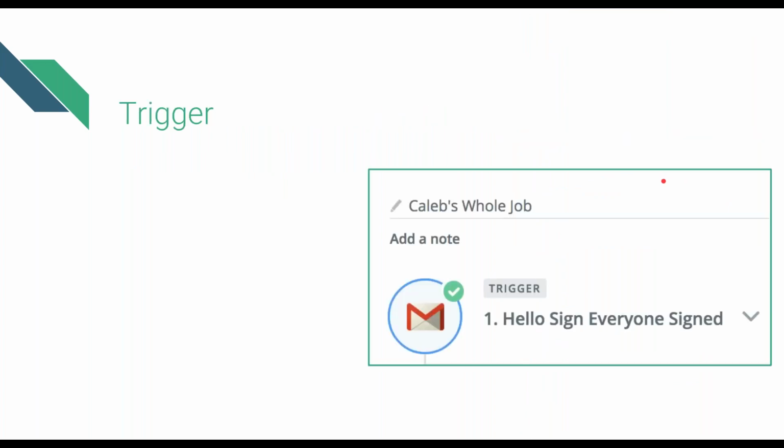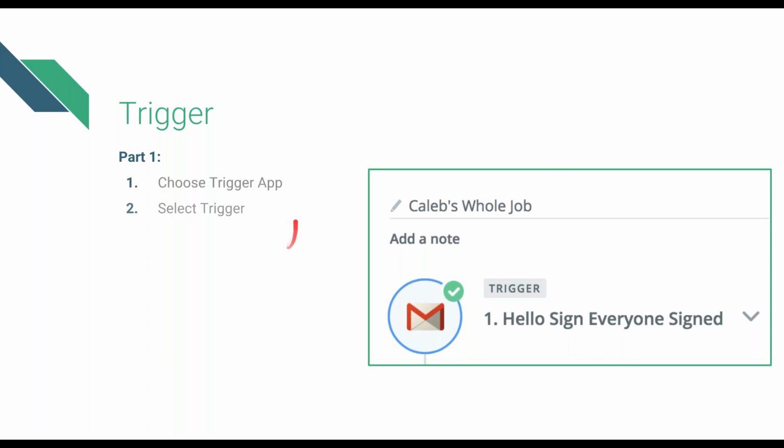You'll notice that he did label the name of this Zap appropriately: Caleb's whole job. It's not totally true, but it did automate and take a lot of the pain out of what he was having to do. So here he's got a trigger, and this is specifically associated with an email. You can build an email search inside Gmail and search for anything that comes in. Specifically, he searches for an email from HelloSign that says everyone has signed a contract.